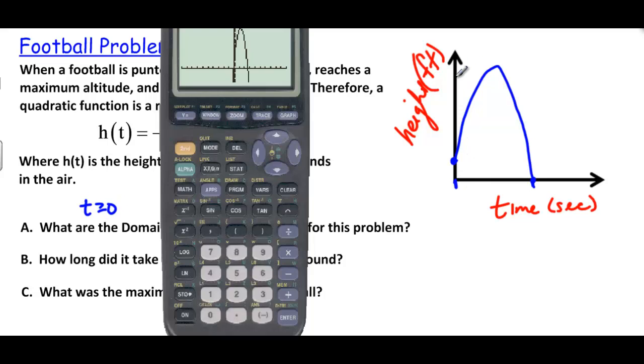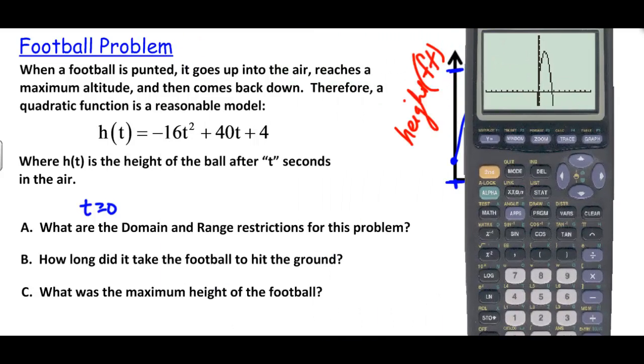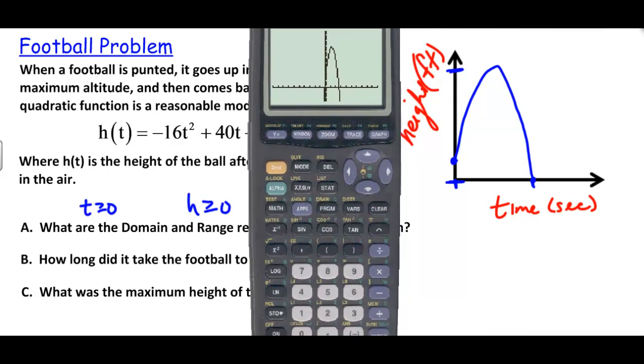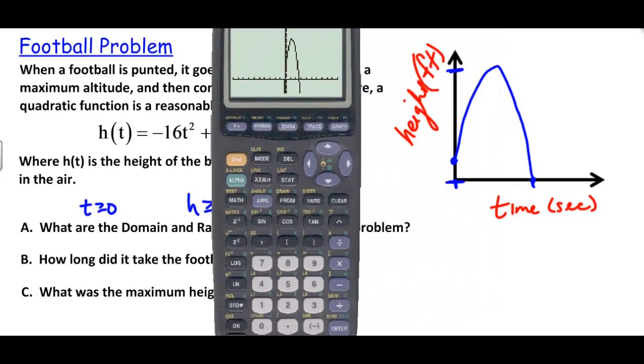The range would be the highest the ball goes all the way to hitting the ground. So you could make it simpler and just say, well, the height of the ball has to be greater than or equal to 0. Since I don't know how high it is, it's going to eventually stop, but we know for sure the height can't be negative. Now, again, these could always be more specific, but we'd have to do some of the problem to actually figure that out.